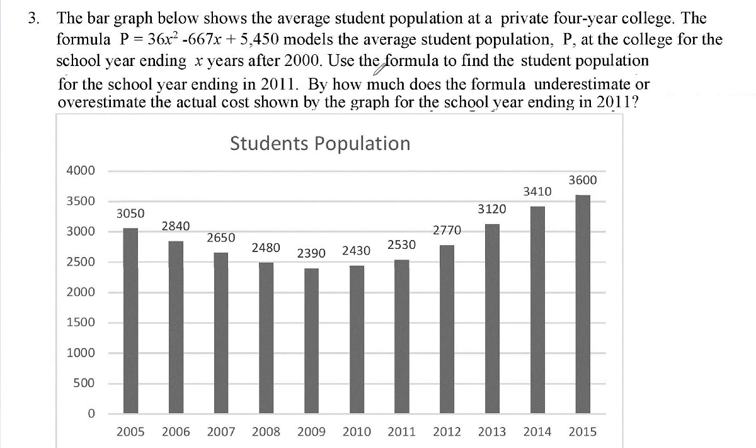And what they want us to do is use that formula. Oh, by the way, here, x is years after 2000. So here in 2005, x equals 5, for example. And they want us to use that formula to find the student population for the school year ending 2011. So that'll be x equals 11. And then by how much does the formula underestimate or overestimate the actual student population?